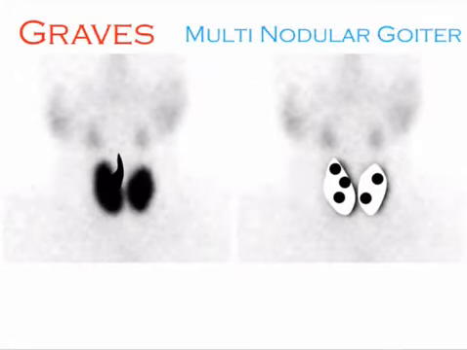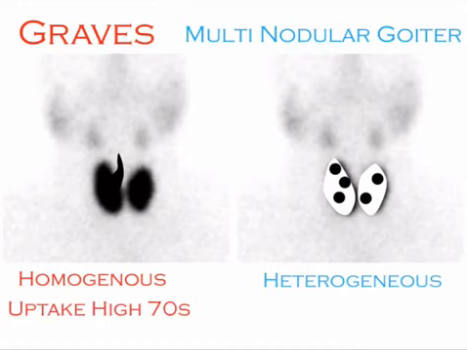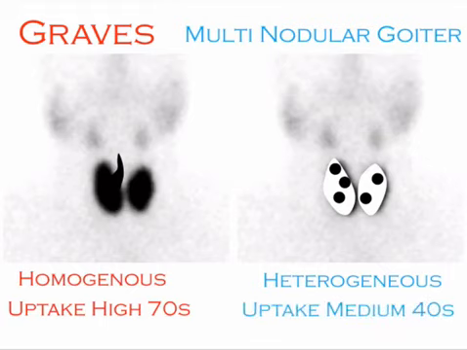So the nodules are not suppressing the normal background thyroid, and that is a non-toxic one. The toxic one is going to be the one who comes in symptomatic, and that's the one that has nodules that are so hot that they are suppressing the background thyroid. So just comparing these real quick, Graves is homogeneous, the multinodular goiter is heterogeneous. Graves has a very high uptake, the whole gland is on fire, so you're going to have uptake in the 70s. Heterogeneous uptake in the multinodular goiter is going to be sort of medium, in the 40s.